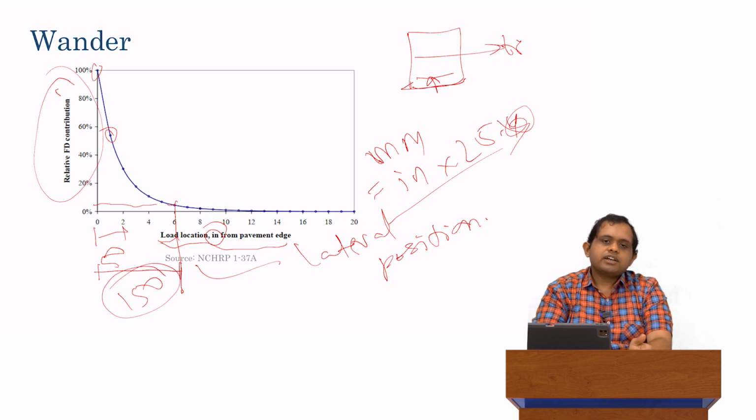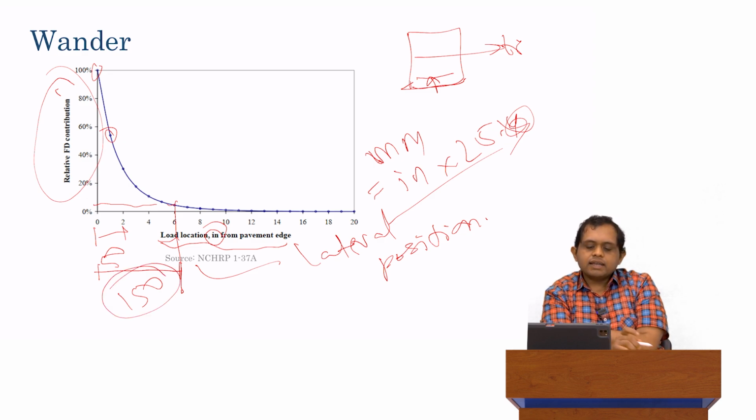This 150, by the way, I just want you to commit to memory temporarily. The Indian practice for consideration of wander actually puts a very large emphasis on this one particular value of 150 mm. So we'll talk about that much later, several lectures later. But I want you to see this particular thing. So basically, depending on where I put my load location, my fatigue damage is going to vary significantly.